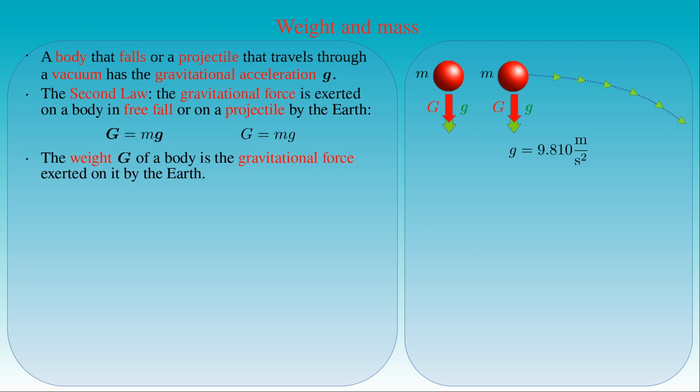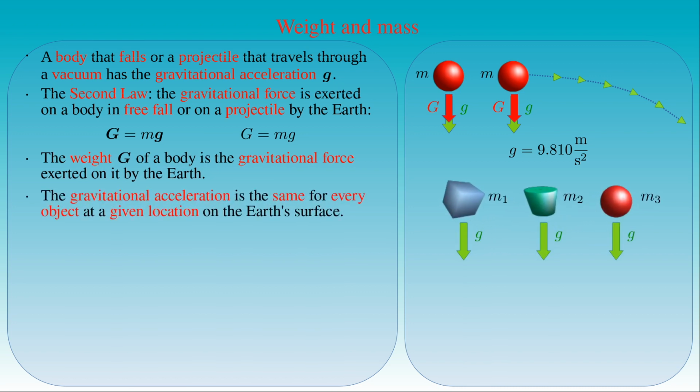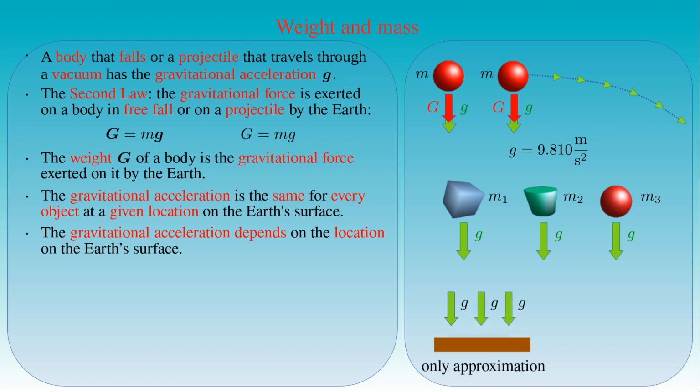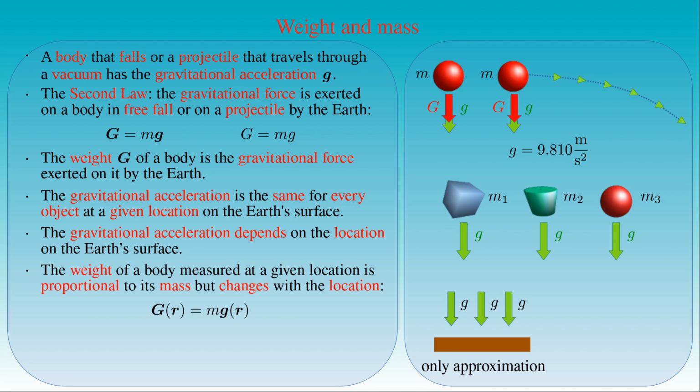Experience taught us that the gravitational acceleration is the same for every object at a given location on the Earth's surface, but it depends on the location. That is, the constant, downward pointing vectors of the gravitational acceleration at every point near the Earth's surface are only used as an approximation. Therefore, the weight of a body measured at a given location is proportional to its mass but changes with the location, as opposed to its mass, which is an inherent property of the bodies and does not depend on space.